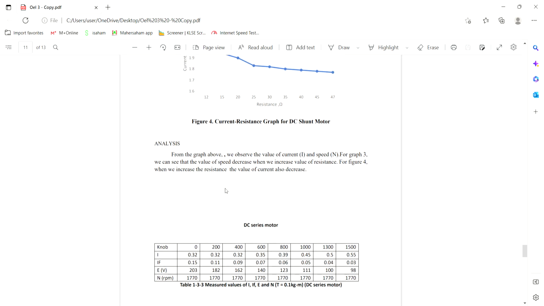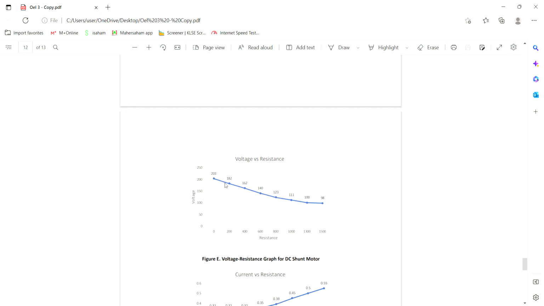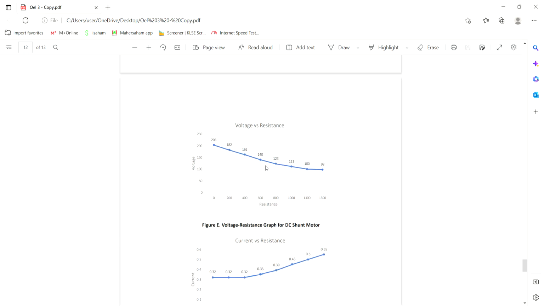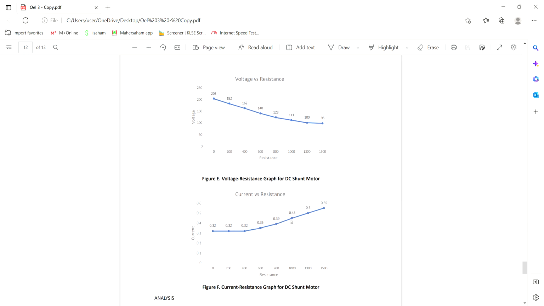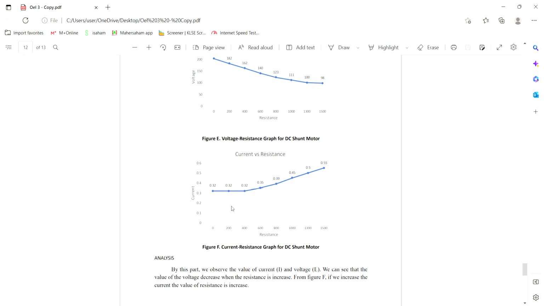So after that, we have done it for the DC shunt motor, and we also do two graphs. The first one is voltage versus resistance and the second is current versus resistance. So if we can see from the graph, when we increase the resistance, the voltage will be decreased. And for Graph 6, when we increase the resistance, the current will be increased.